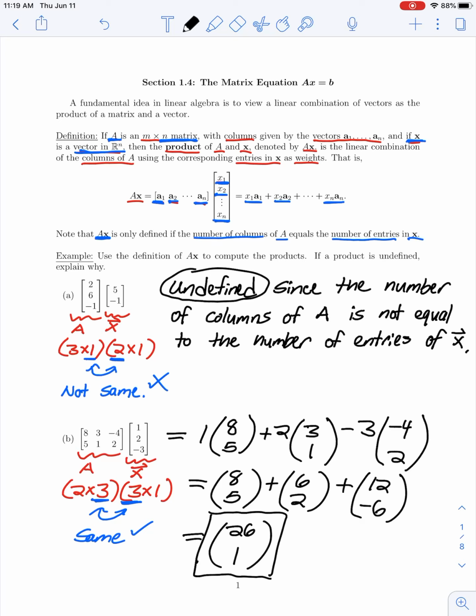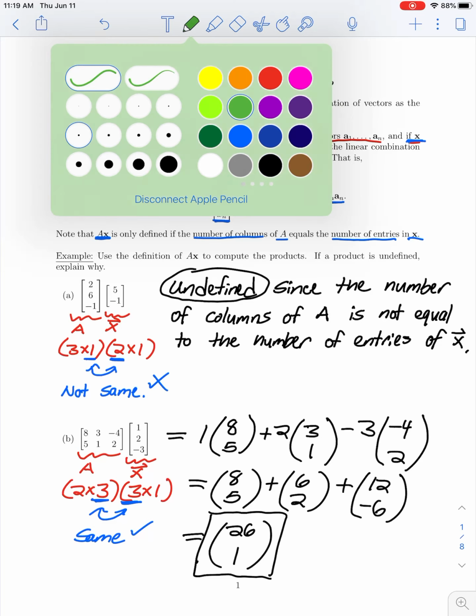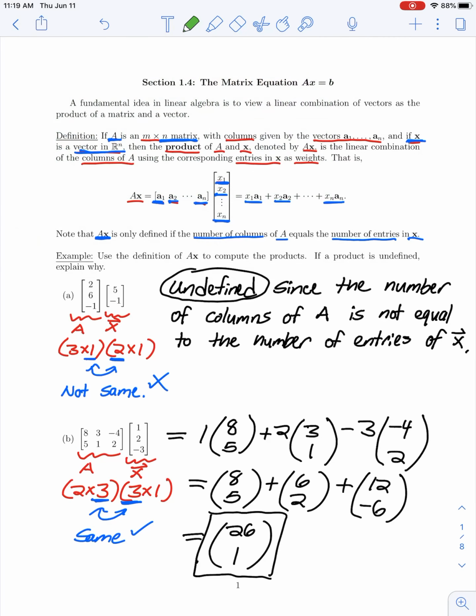Now, one thing to notice here that we'll talk about in more detail in chapter 2 is the size of the vector that is returned. So here we were multiplying a 2 by 3 matrix A by a 3 by 1 vector x. So we saw as long as those inner dimensions were the same, 3 and 3 in this case, then our product is defined. Now, what size did we get for our product? Well, we had a 2 by 1 vector as our product.